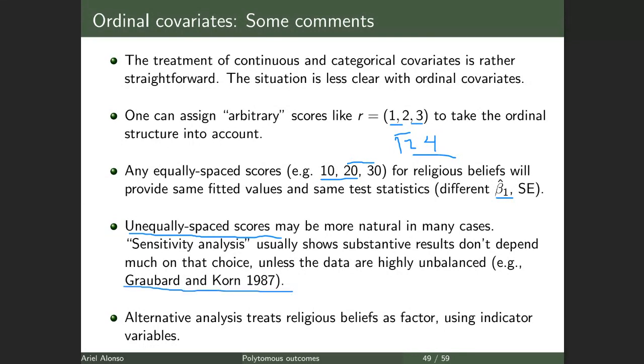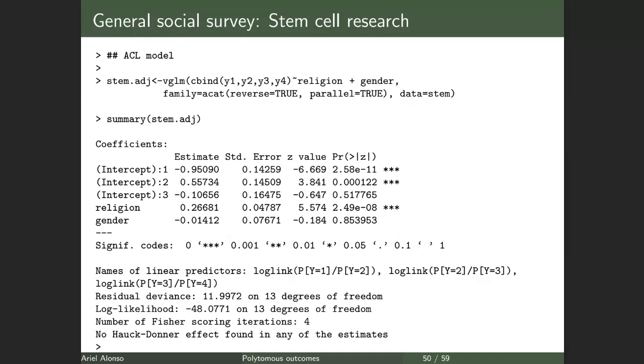It's an interesting thing, because typically we know what to do when we have a continuous variable, and what to do when we have a categorical covariate, but how should we treat ordinal covariates? You can always consider religious belief as a categorical covariate, but then you will not be using all the information you have about religious belief.